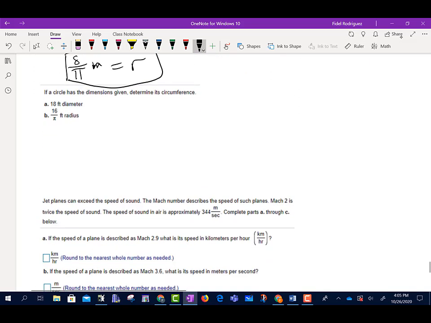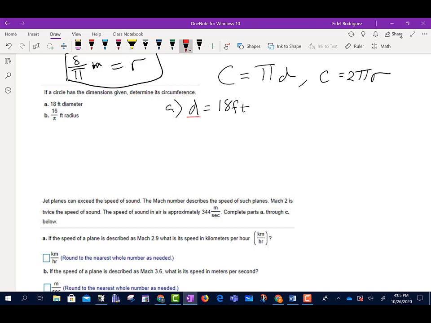So let's see if we can look at the next one here. It says, if a circle has the dimensions given, determine the circumference. Okay, so we want to find the circumference. So we have two formulas. One of them is pi d, and the other one is 2 pi r. Okay, so for part A, we have 18 feet as our diameter. They're telling me that the diameter is 18 feet. Because we know the diameter, I'm going to use this formula. C equals pi times 18 feet. So this would just be 18 pi feet.